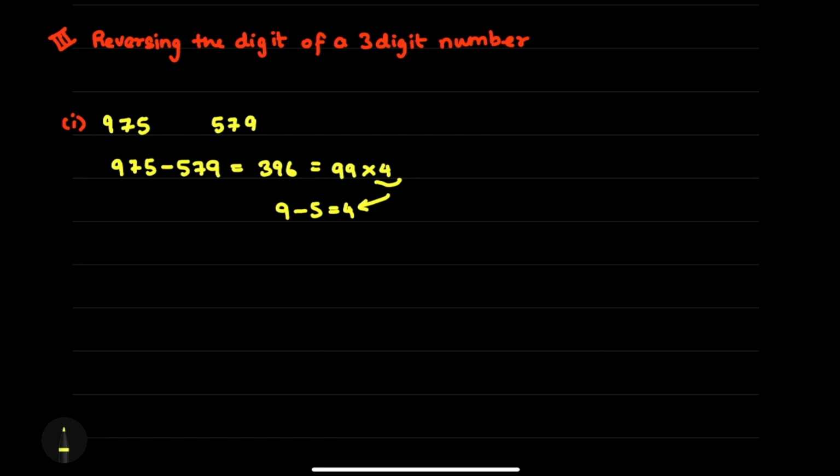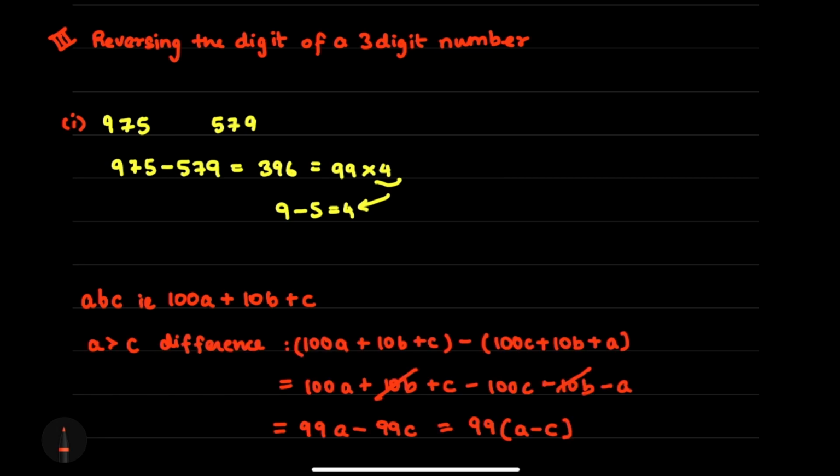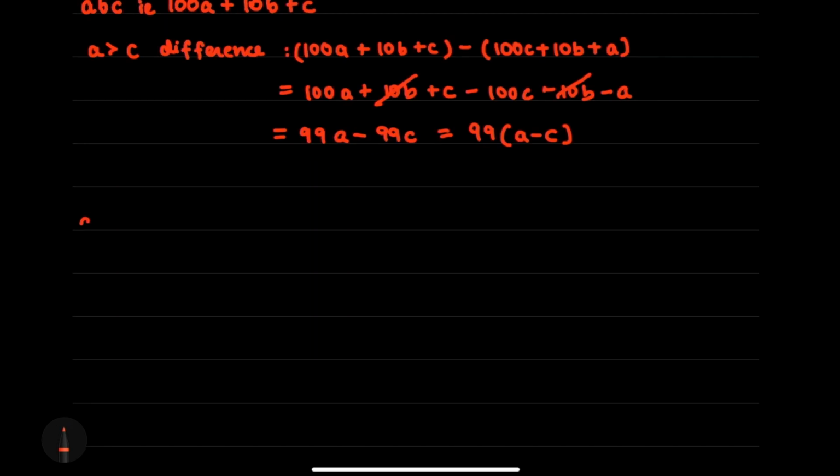So let's write this in a general form. Let's consider a number ABC, which can be written as 100A plus 10B plus C, and A is greater than C. So the difference comes out to be divisible by 99 and the difference of A and C. Similarly, if A is less than C, the difference would be reversed. I would not show the whole process. The difference would be divisible by 99 and C minus A. And in the third case, where A is equal to C, the difference would be 0.